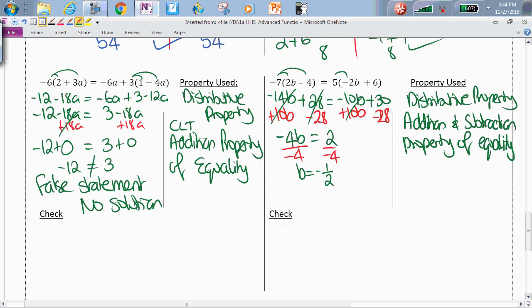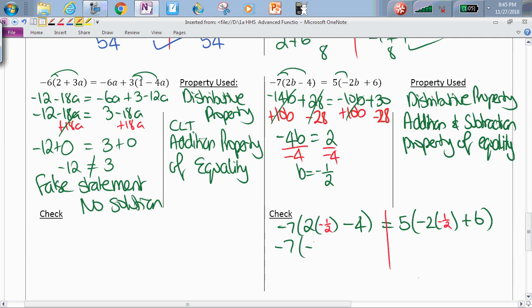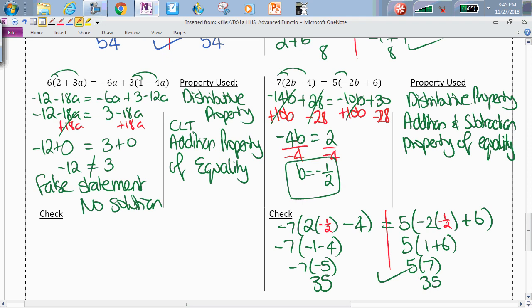And then in terms of checking, we've got negative 7 times negative 1/2 minus 4. I'll come back to that in a second. So negative 1/2, not as hard to deal with because it's 2 times negative 1/2. We'll check that both sides are the same. So it's negative 7 times negative 1 minus 4. Negative 7 times negative 5, so positive 35. On this right side, we have 5 times, this becomes positive 1 plus 6, and then 5 times 7 is also 35, so correct.